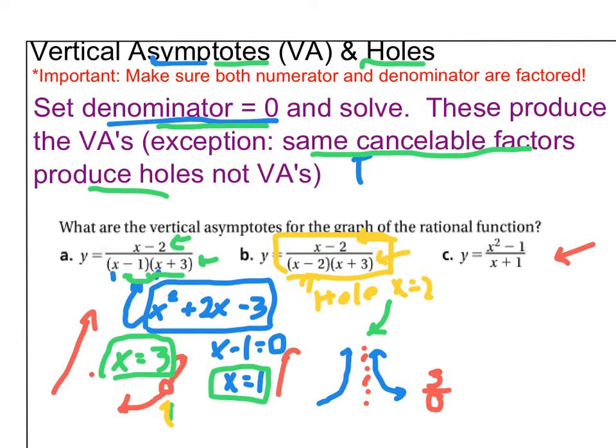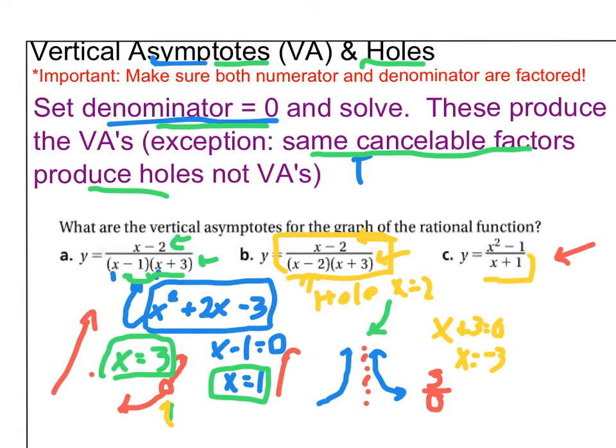This x equals negative 3. And why am I saying negative 3? Because don't forget, you have to set it equal to 0, and you have to bring the 3 over by subtracting. So the negative 3 is actually going to be an asymptote.